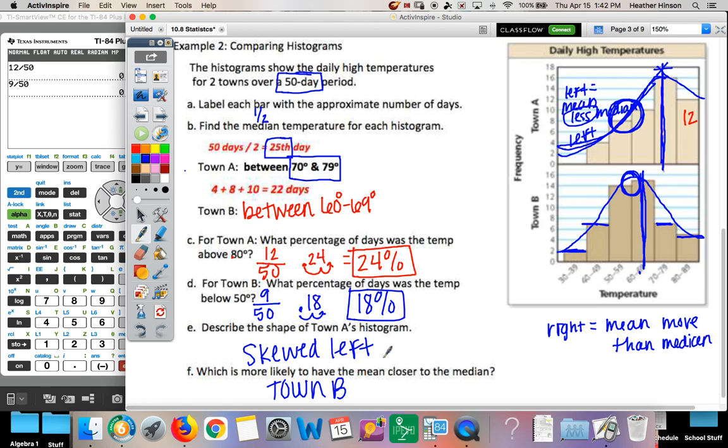It's a lot harder to see on a histogram. Those are really easy to see with dot plots. So we just do the best we can with the information that we're given.